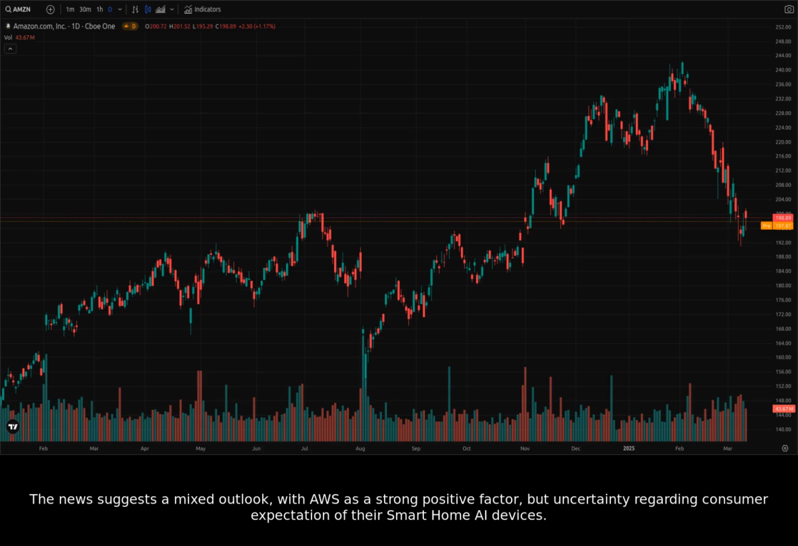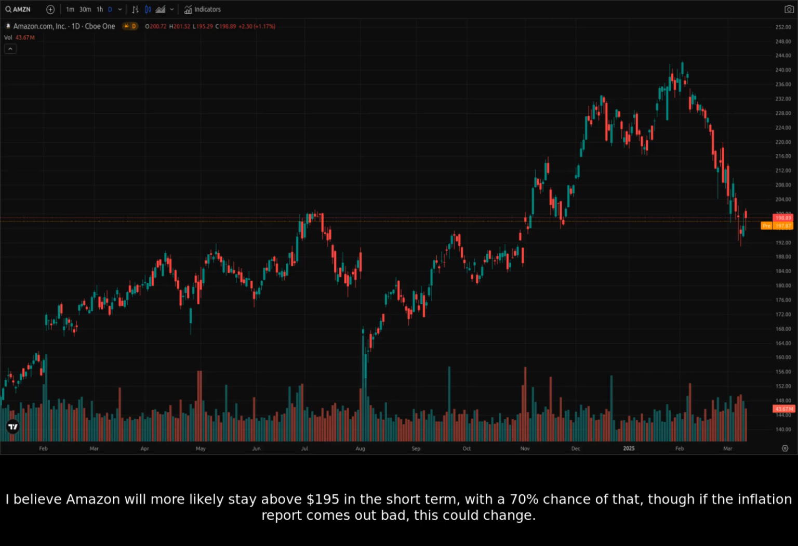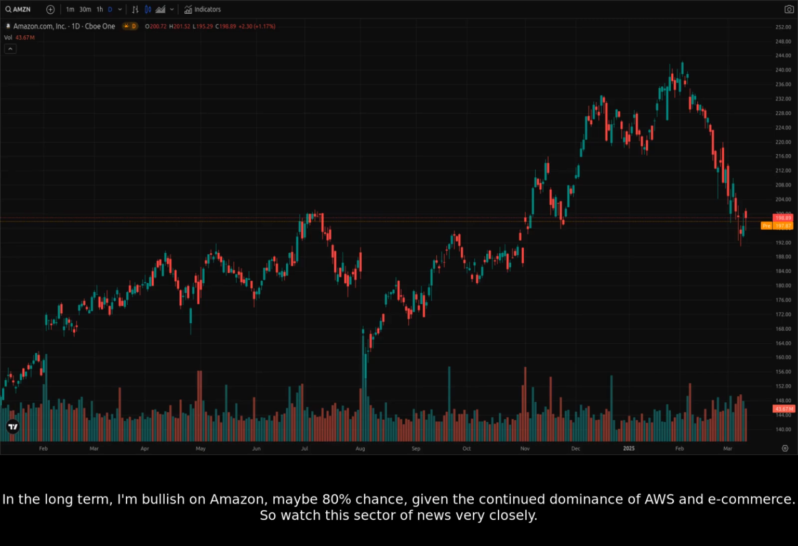The news suggests a mixed outlook, with AWS as a strong positive factor, but uncertainty regarding consumer expectation of their smart home AI devices. I believe Amazon will more likely stay above $195 in the short term, with a 70% chance of that, though if the inflation report comes out bad, this could change. In the long term, I'm bullish on Amazon, maybe 80% chance, given the continued dominance of AWS and e-commerce. So watch this sector of news very closely.